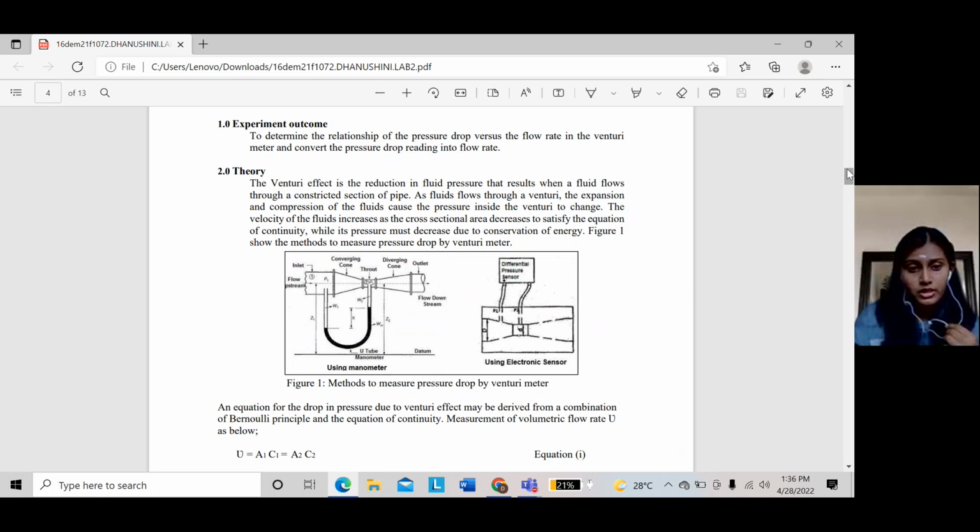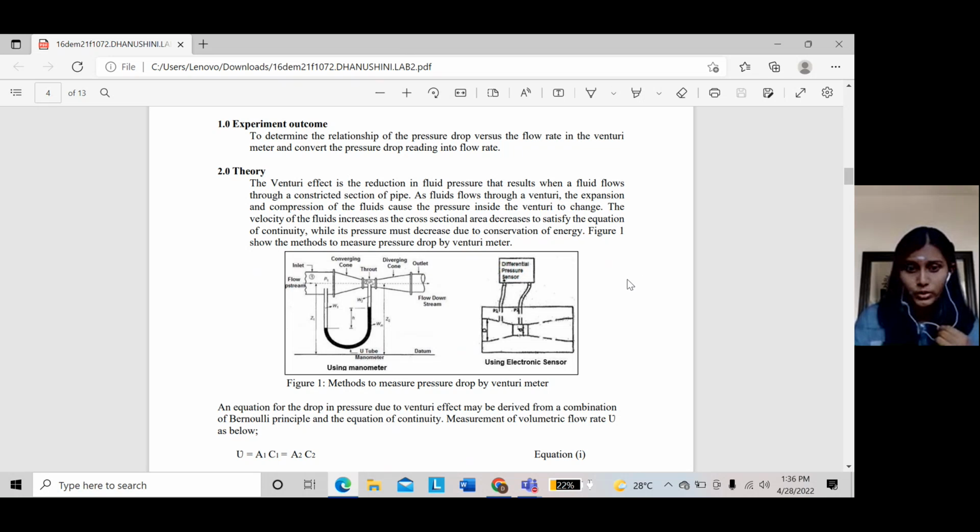So the theory of this experiment is the Venturi effect, which is the reduction in fluid pressure that results when a fluid flows through a constricted section of pipe. As fluid flows through a venturi, the expansion and compression of the fluids cause the pressure inside the venturi to change. The velocity of the fluids increases as the cross-sectional area decreases to satisfy the equation of continuity, while its pressure must decrease due to the conservation of energy.